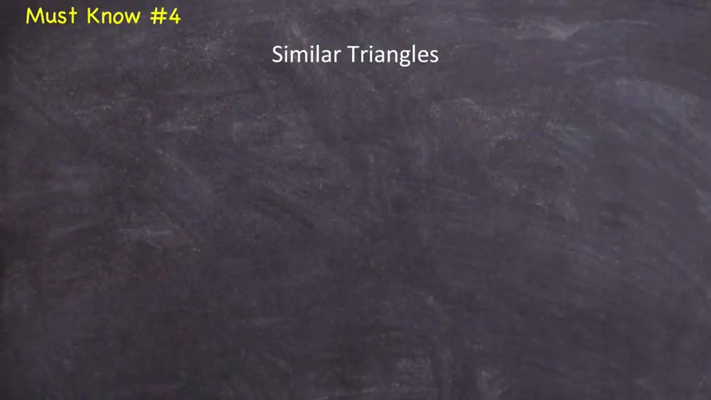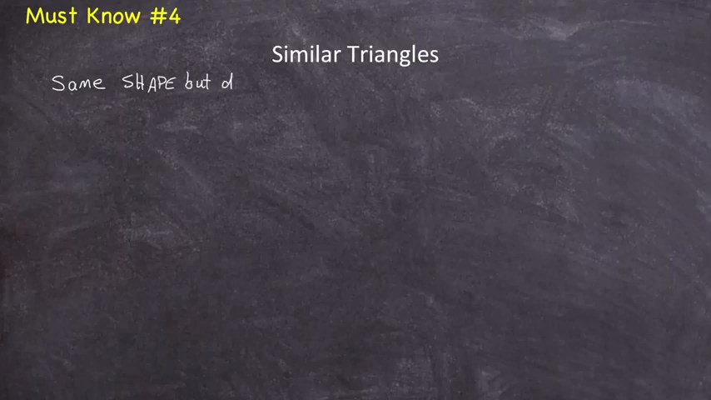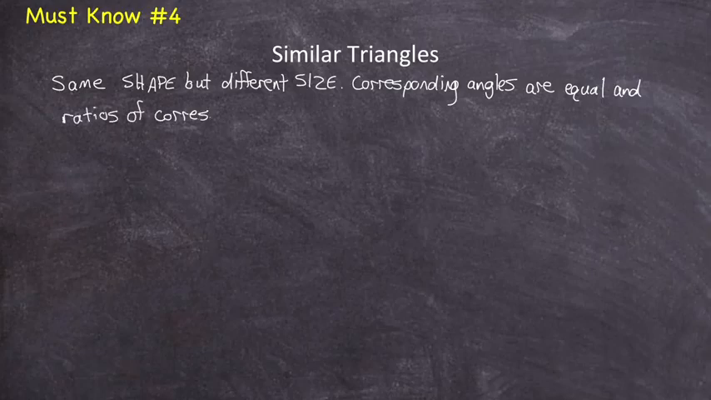Must know number 4, similar triangles. Similar triangles are triangles that have the exact same shape but are different sizes. Corresponding angles are equal and ratios of corresponding sides are equal. So let's look at an example of similar triangles.